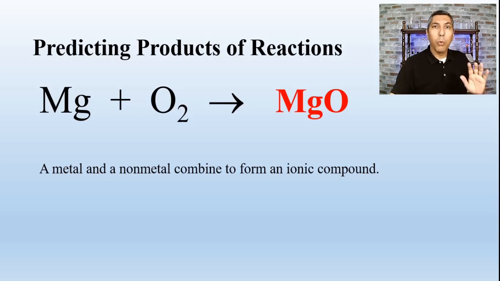Now, whenever you write that formula, make sure that you're writing the ionic compound correctly. Use your ion chart, your periodic table, whatever you need in order to write this correctly. We know that Mg, magnesium, has a charge of positive 2, and oxide, O, has a charge of negative 2. So they cancel out, and that's why it's MgO as our product. Let's take a look at another example here.